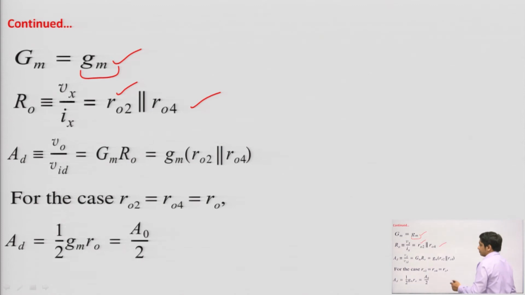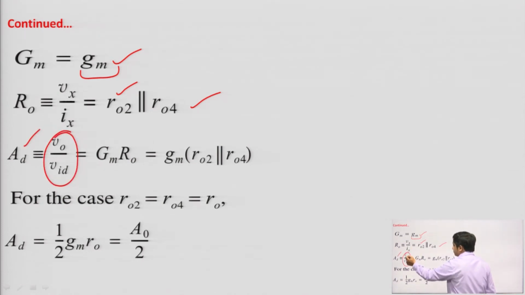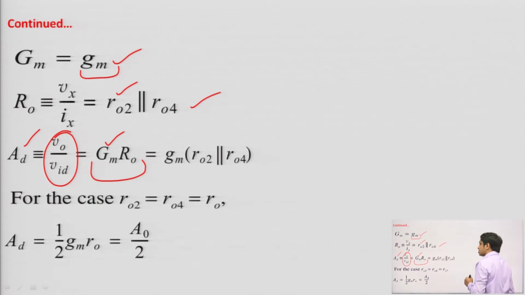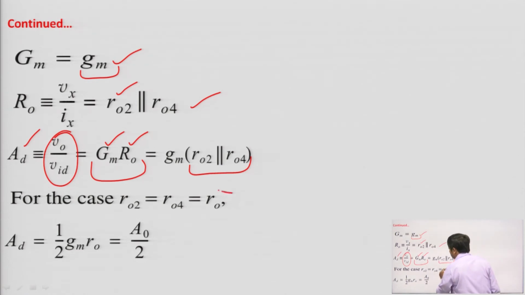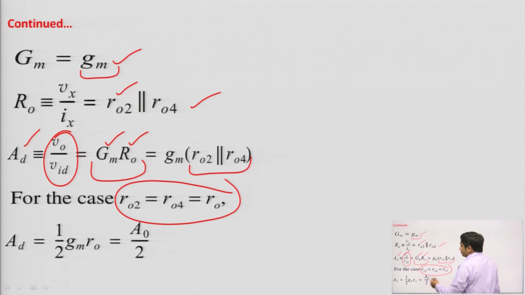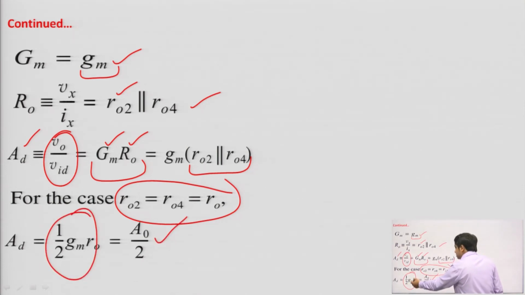After it we can calculate the differential gain, that is V naught upon VID. V naught is the output voltage, VID is the input differential voltage, that is GM into R naught. GM is the transconductance of the differential amplifier, R naught is the output resistance of the differential amplifier, and the output resistance is RO2 parallel to RO4. So, the gain is GM into RO2 parallel to RO4. And if we consider the case RO2 equal to RO4 equal to R naught, then what will be the differential gain? It will be 1 by 2 GM R naught.